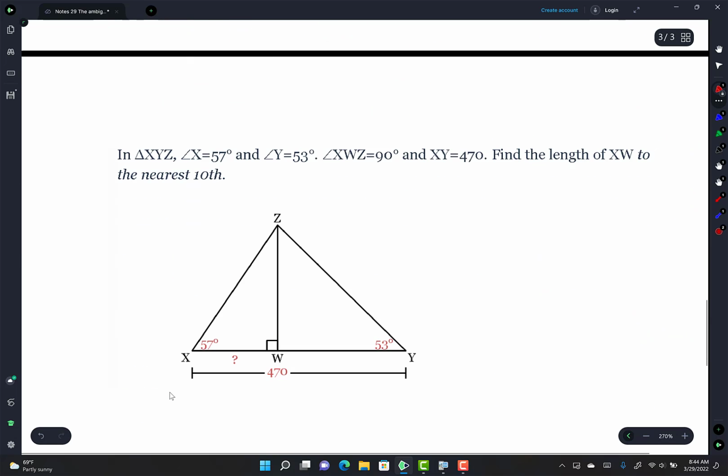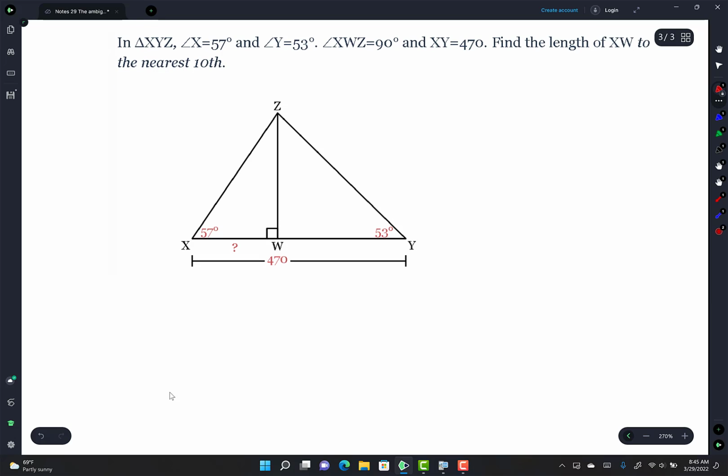All right, last one. This one's very popular. I guess this one could pop up in an SAT exam or math placement exam. Last one, guys. I know you guys are tired.